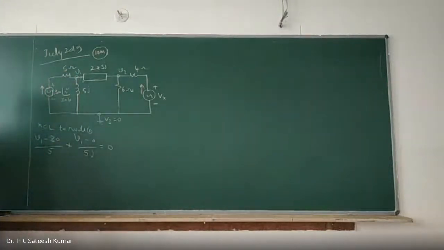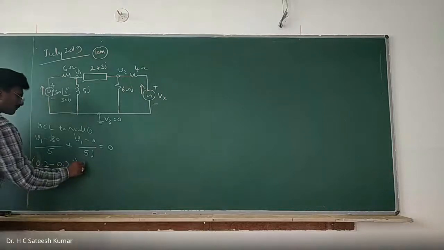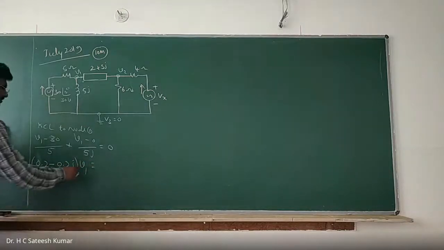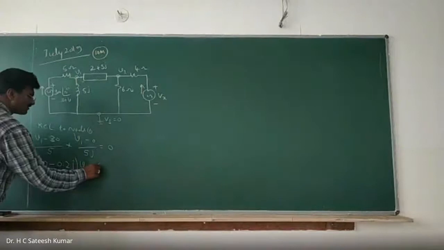Therefore, you can write V1 times 1 by 5 minus... 1 by 5 is 0.2. 1 by J is minus J. So therefore, what will you get? Minus 0.2 J. Therefore, 0.2 minus 0.2 J into V1, minus 6, is equal to 0.